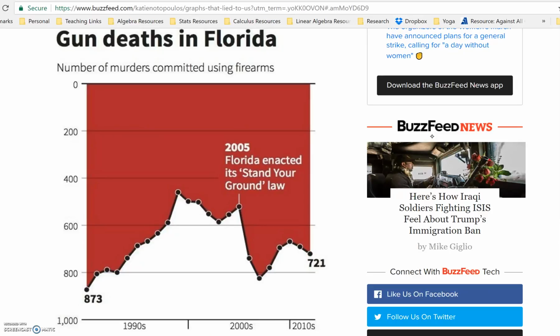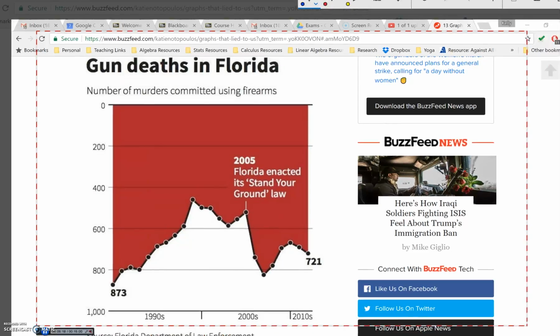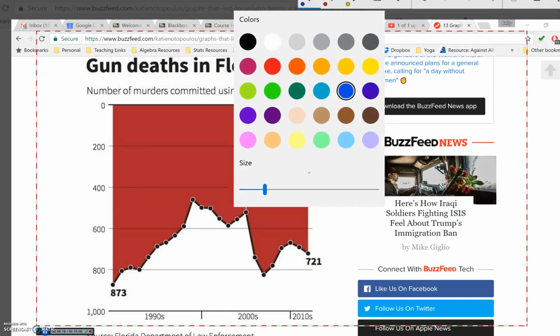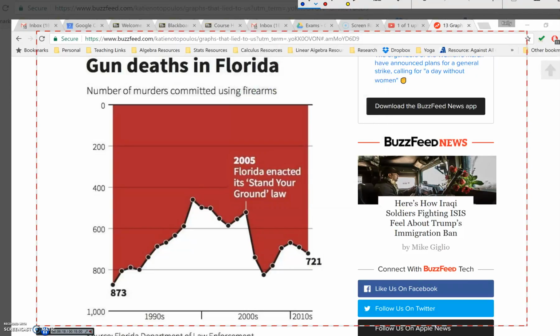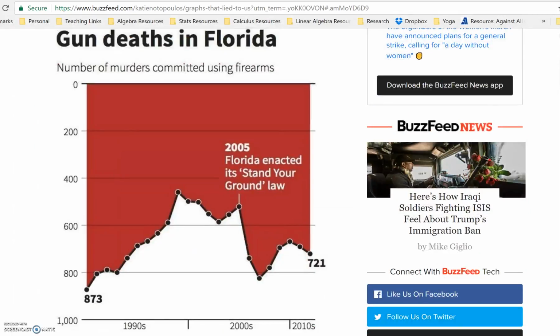First one here is this little graphic of gun deaths in Florida. So I'm going to go ahead and grab it so I can sketch on it. This gun deaths in Florida, I'm hoping it's still recording me. Hold on a second. I'm scared, so I'm going to exit. All right, I don't know. I'm not going to use it because I'm scared now. But I'm going to talk about it, and hopefully you can just follow my little cursor.